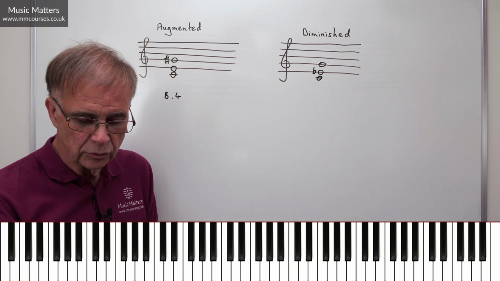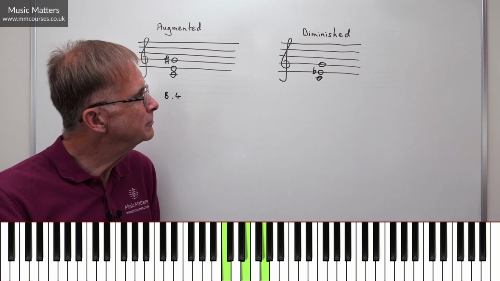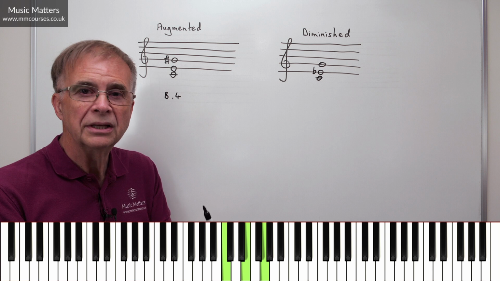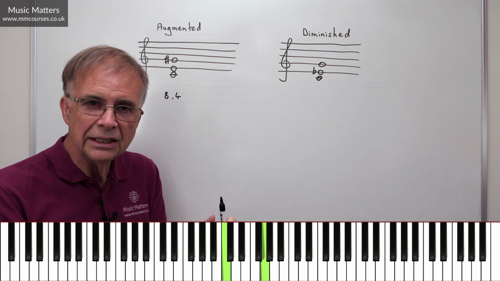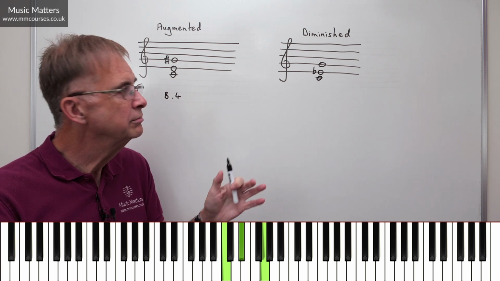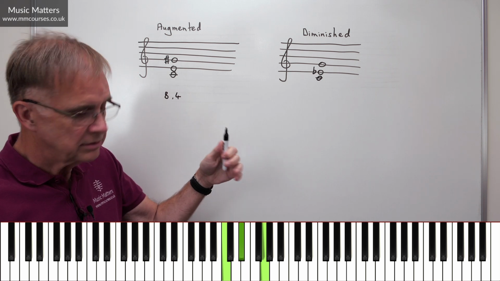So the major triad was C, E, G. By lowering the 3rd by a semitone or a half step, it goes minor: C, E flat, G. So you see how that one works. And we talked about the semitone thing.